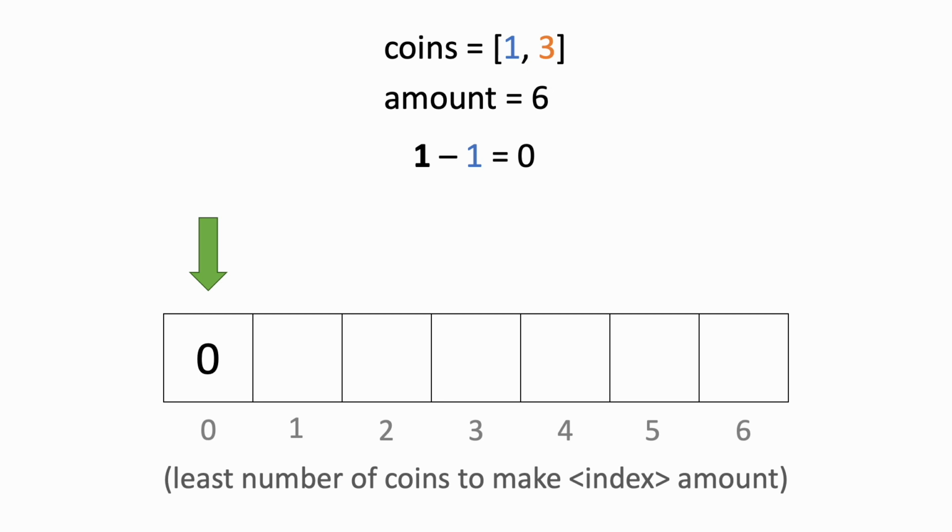So the total number of coins needed comes out to 1. We can't use a 3 coin yet because the amount is too small, so let's move on and figure out the number of coins needed for an amount of 2.